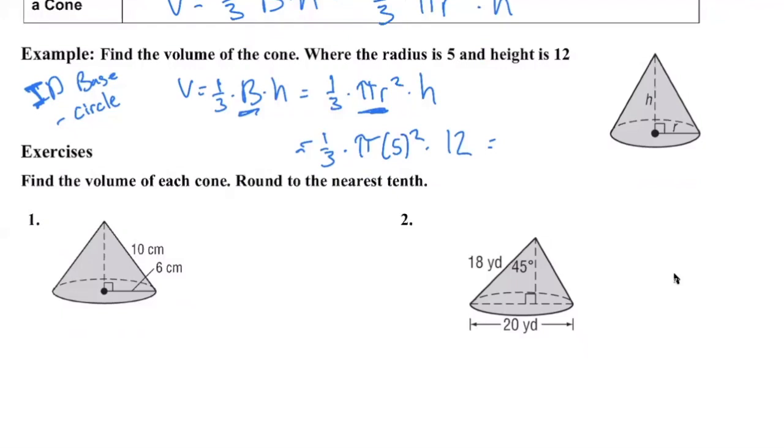Just going to simplify here, the 3 and the 12. So 25. Oh, is it 100 pi? Oh, that's cool. 100 pi.